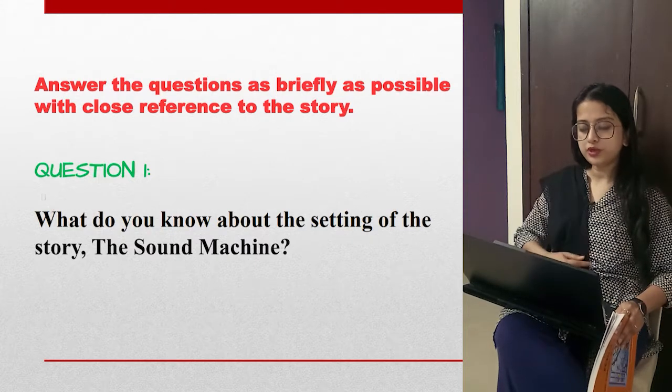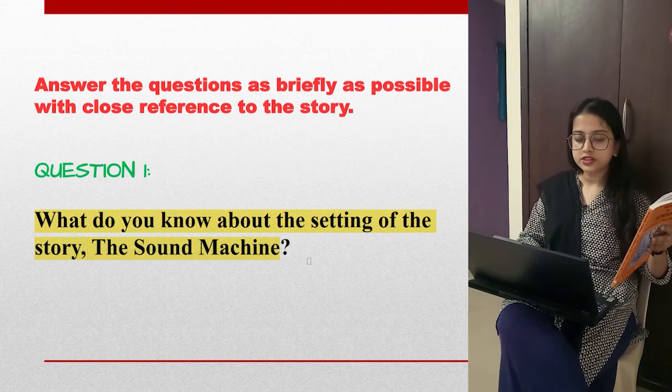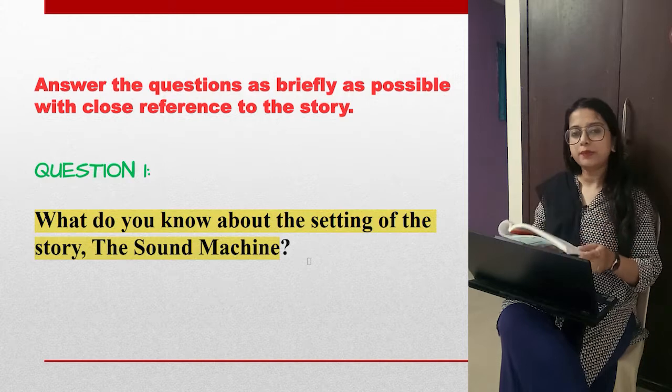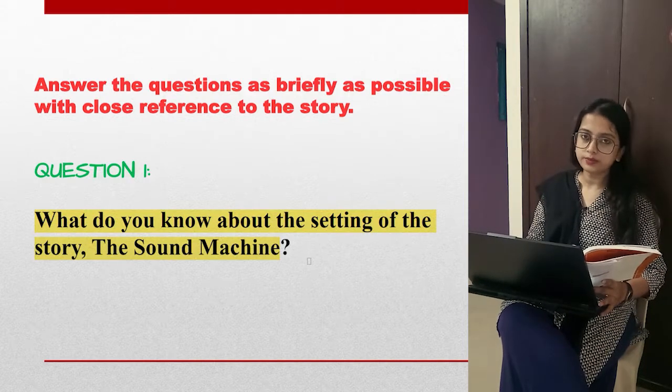Question number 1. What do you know about the setting of the story The Sound Machine? This is your first question. Okay, so what would be the answer? I'll read you a part. From there, you will frame the answer of 4 marks. I'll tell you the important points.